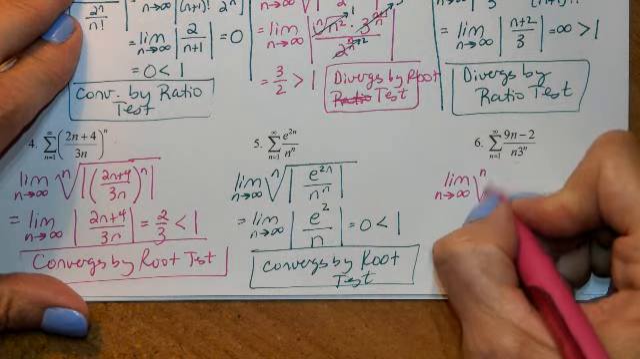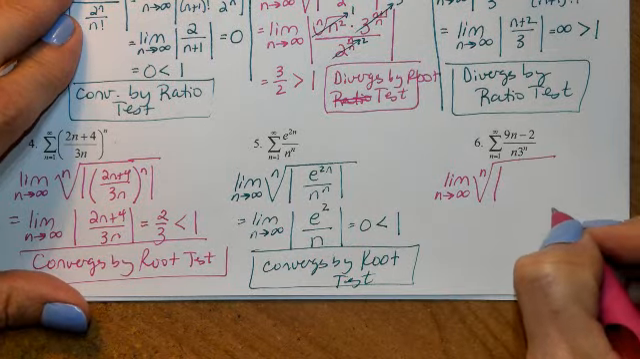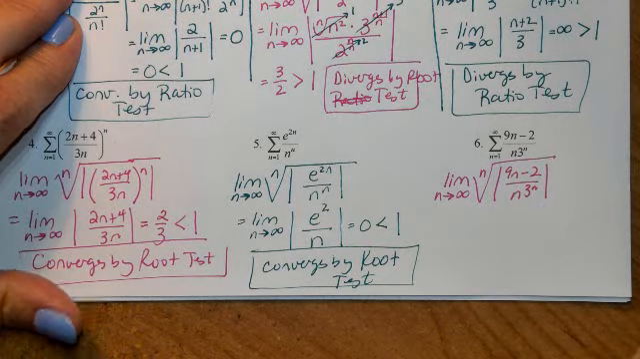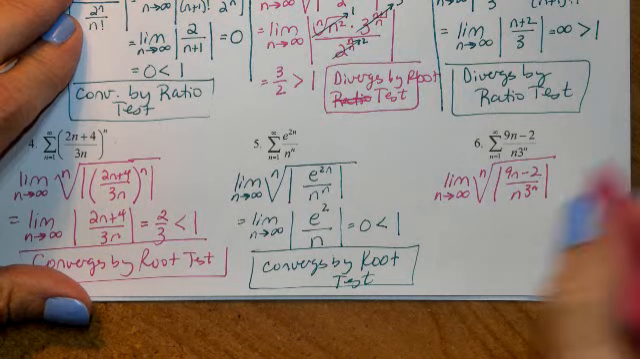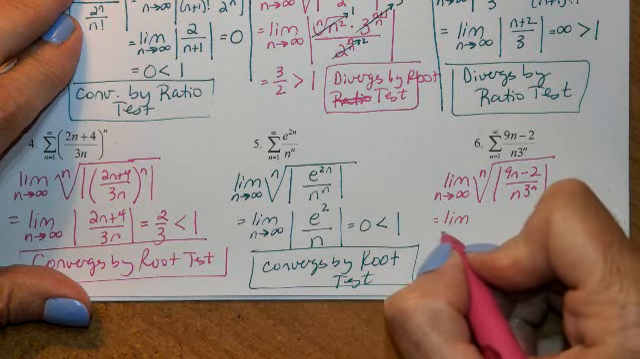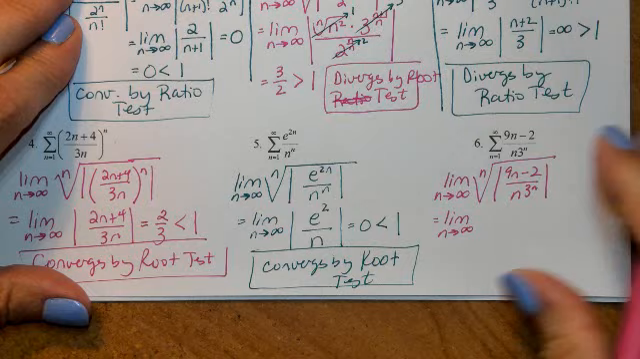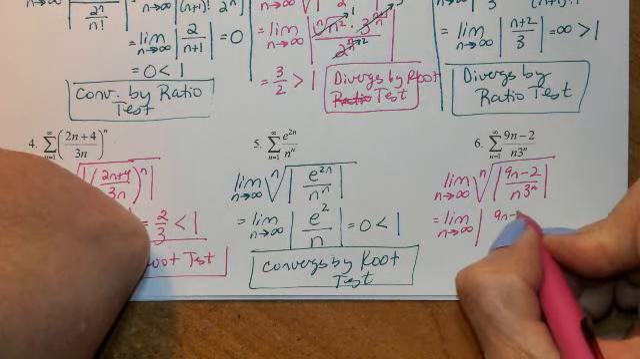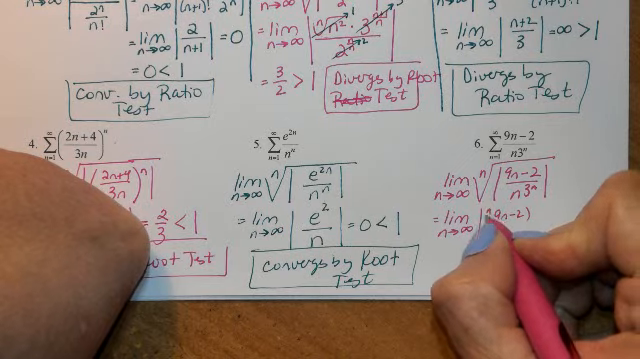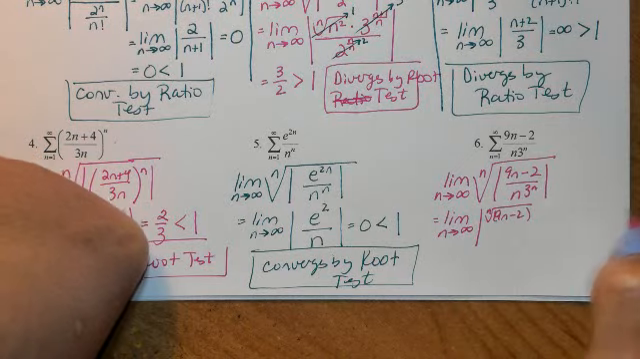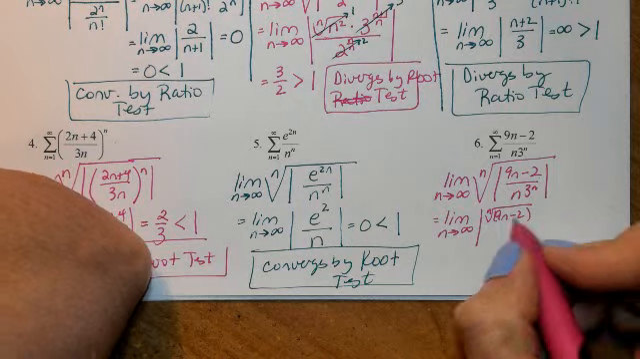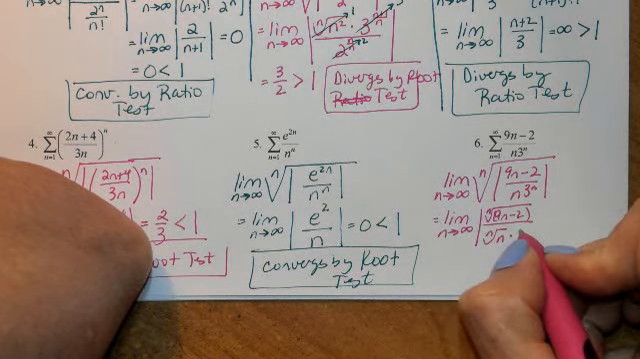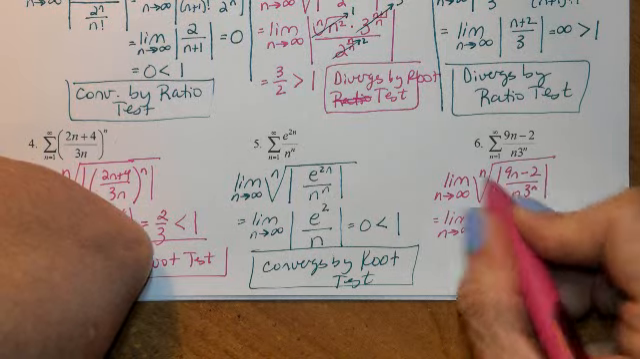Alright, root test. Nth root of absolute value of what I see. Okay? Now, let's simplify a hair and then take the limit. So this is going to be 9n minus 2. That's going to be nth root of 9n minus 2, right? Over the nth root of n times 3, because it's n over n.